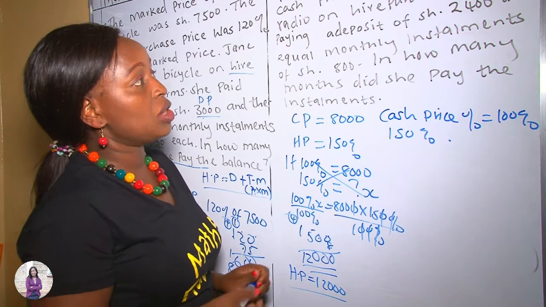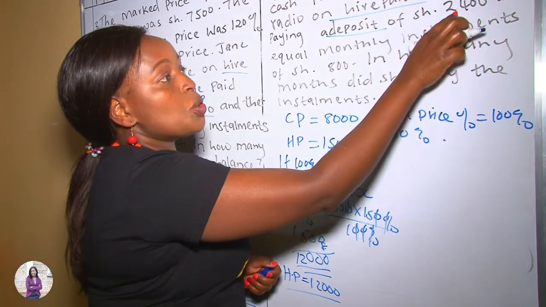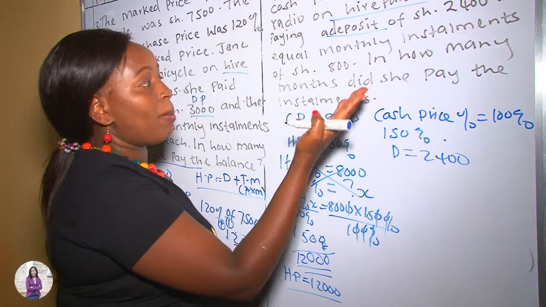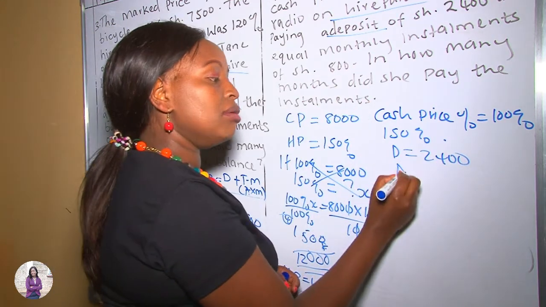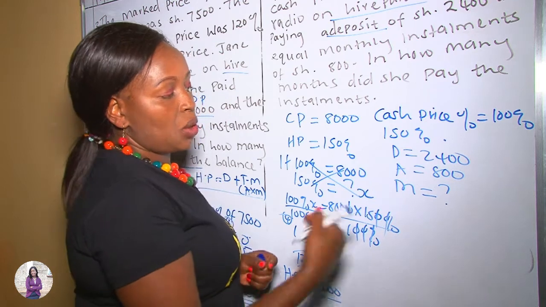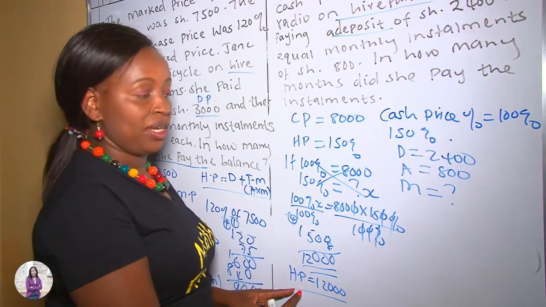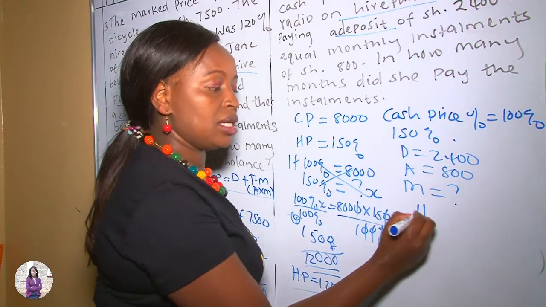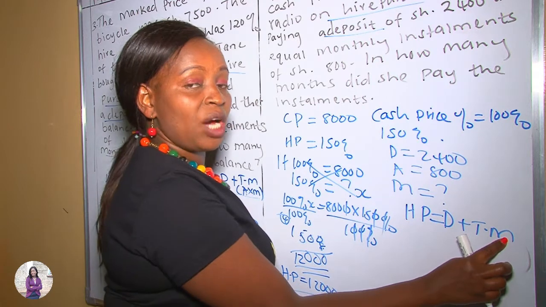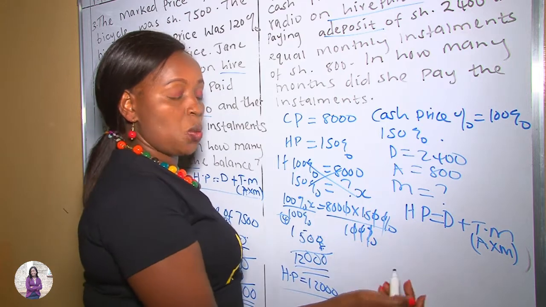Now, let's proceed with our question. Now we have our hire purchase. Let's continue. He paid a deposit of 2,400. So our deposit is 2,400. And equal monthly installments of 800. So the amount is 800, but we are being asked about the number of months, which we don't know. So again now, we have only one unknown in our formula. We already have our hire purchase. So how do we get hire purchase? Hire purchase is equal to deposit plus total monthly installments. And this total monthly installment, how do we get? By saying amount times number of months. So let's apply our formula to get the unknown, which is the number of months.